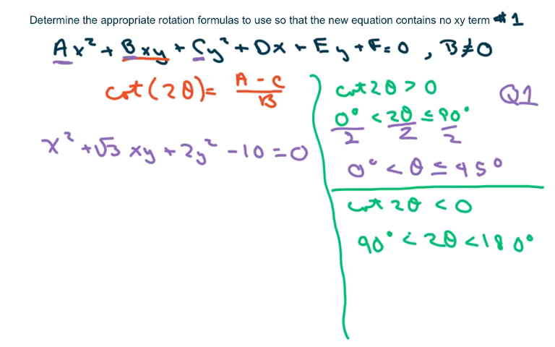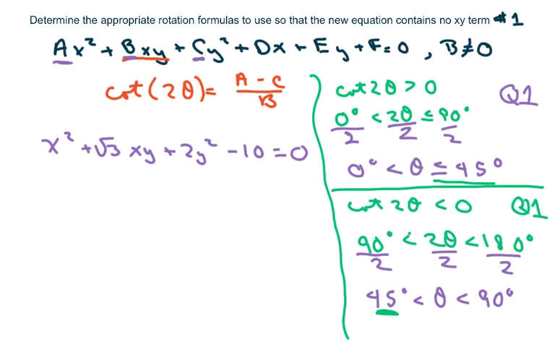And if cotangent of 2 theta is negative, then we're going to be in quadrant 2. And if you divide everything by 2 here, you get 45 is less than theta is less than 90 degrees. So it can't be 45 degrees because it can equal 45 degrees in quadrant 1. Now both of these are in quadrant 1. So basically we're just splitting quadrant 1 by 45 here.